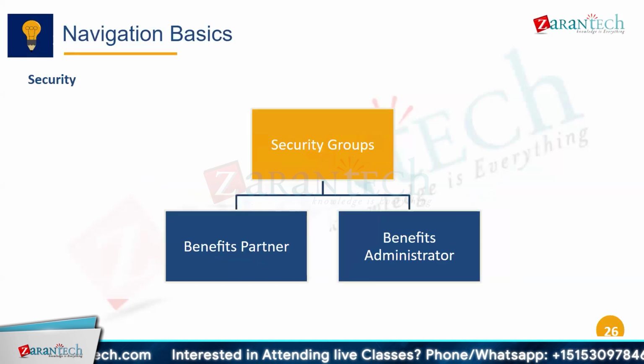Okay. Security. If we talk about the security groups, these two are the major security groups that are commonly used. One is benefits partner, the other is benefits admin. Benefits admin is someone who has all the access with respect to benefits, whereas benefits partner is limited with respect to tasks, right?